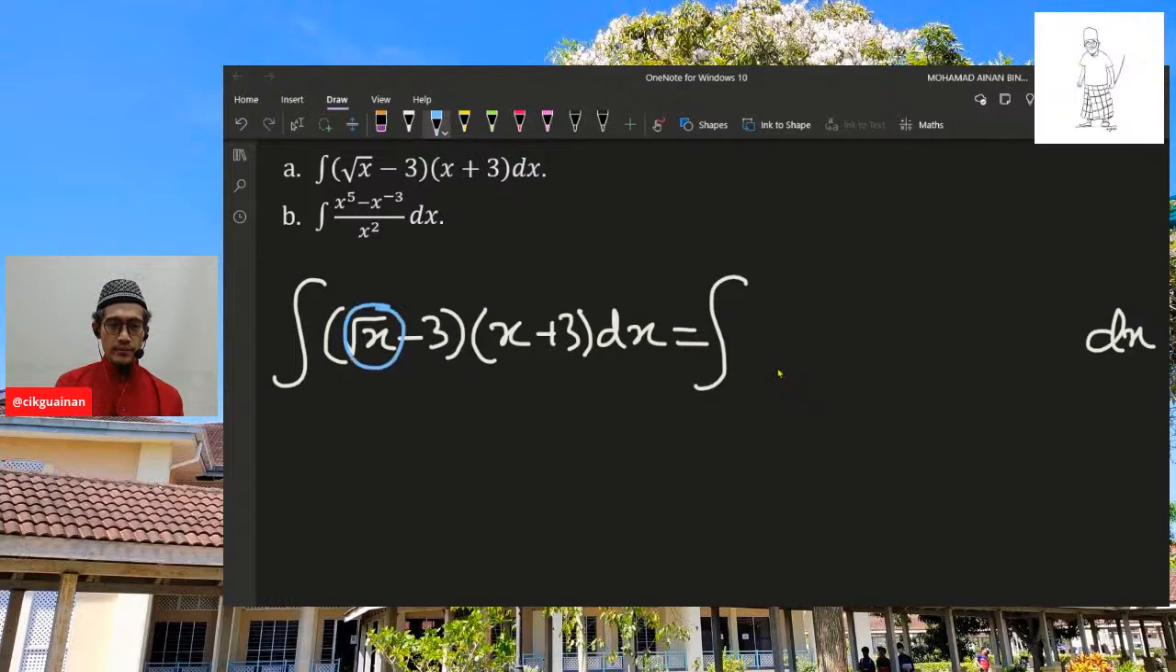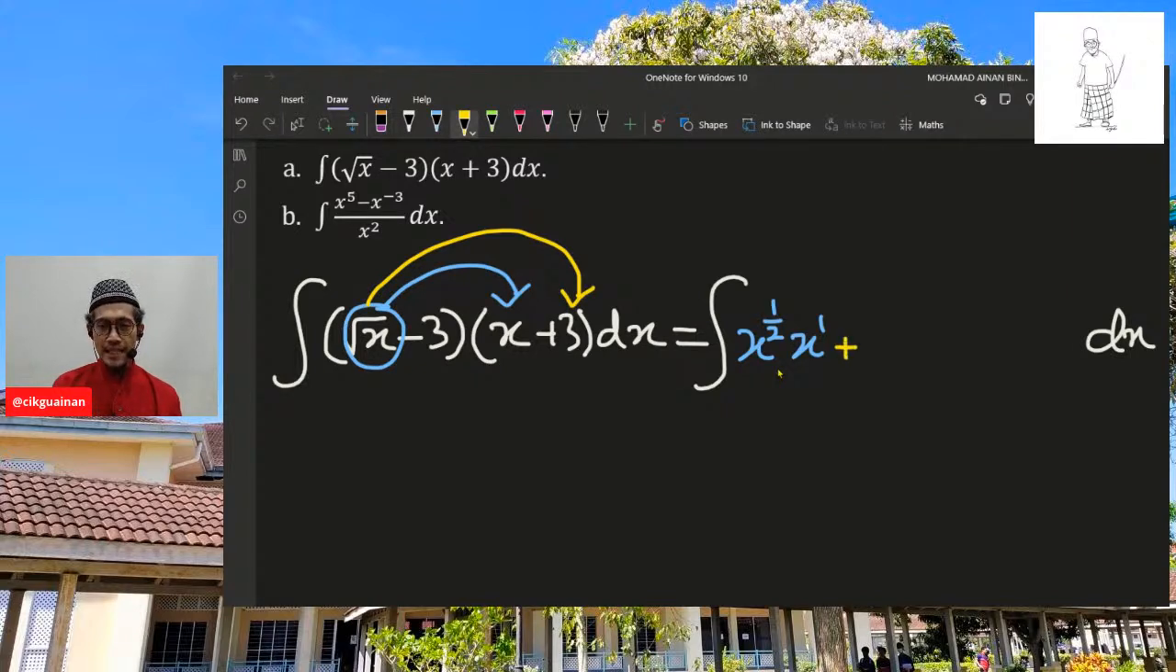So this one, square root of x is x. I change right away, x power half, and then multiply by x. So x power 1. Next, square root of x multiply by positive 3. So plus 3x power 1 over 2. That's fine.